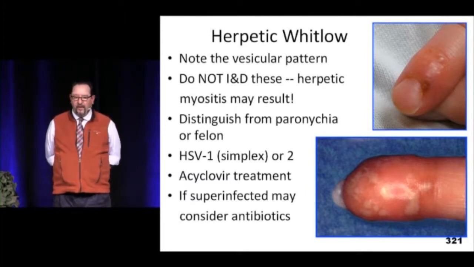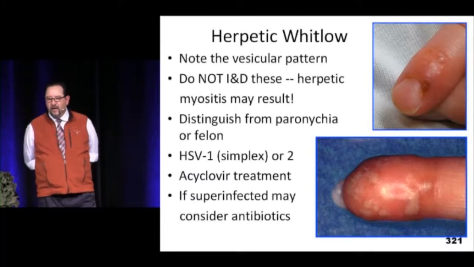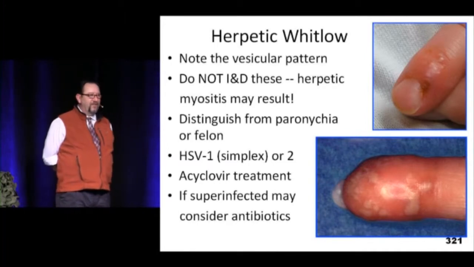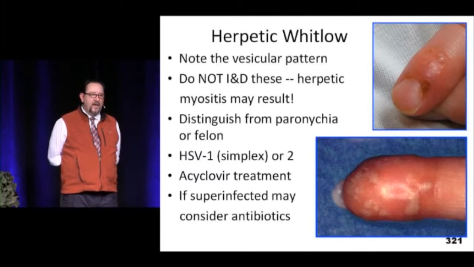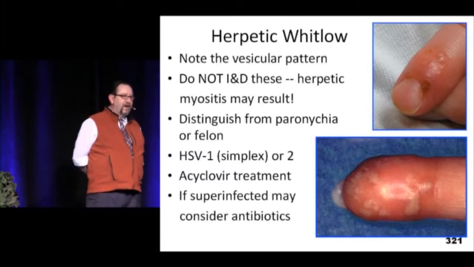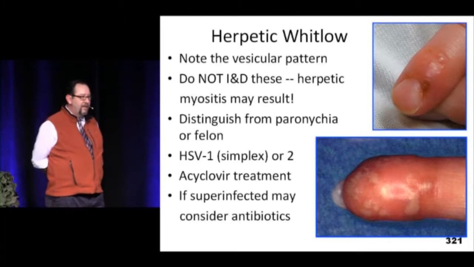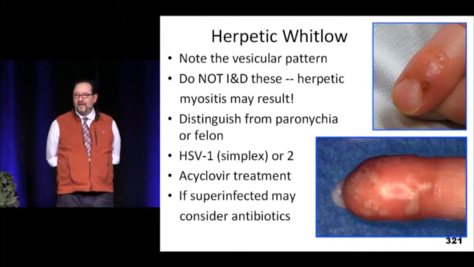This is herpetic whitlow. It might look like a paronychia, but you see there's a little bit of vesicular component to it, because if you do a stab incision on this, you might result in herpetic tendonitis or herpetic myositis, which will hurt for a long, long time. You might want to pay attention to the history of this.